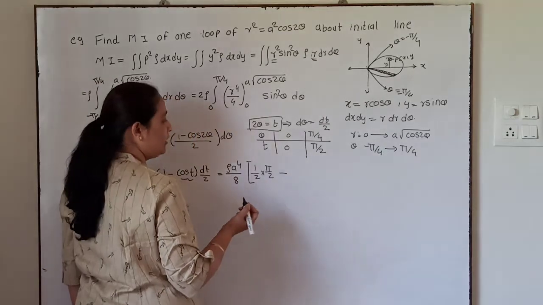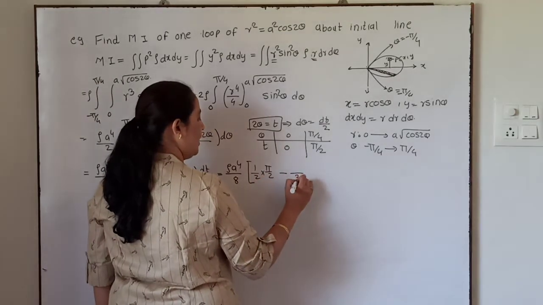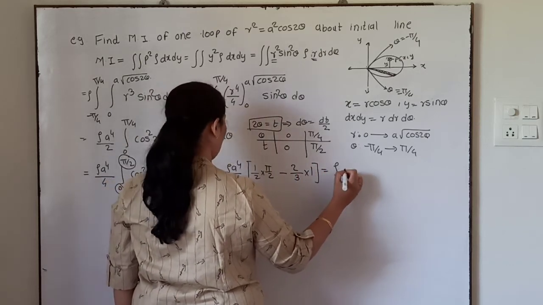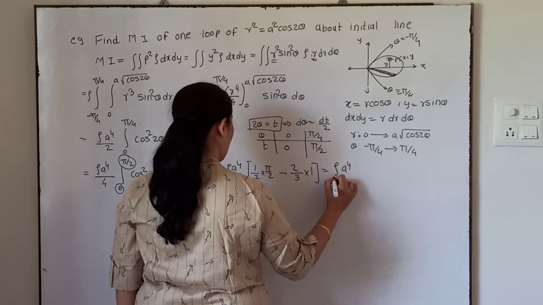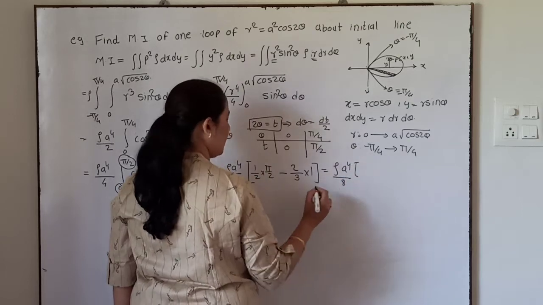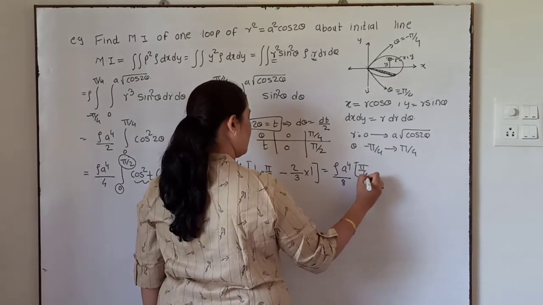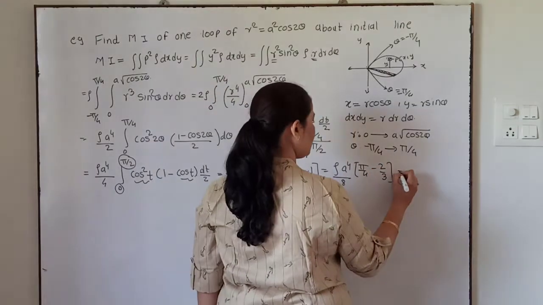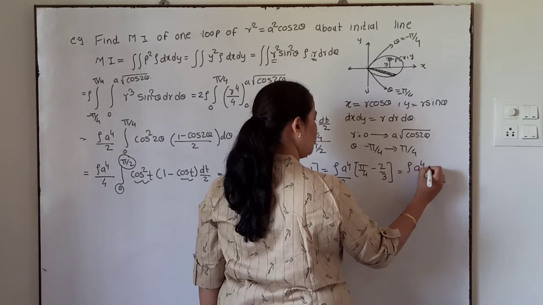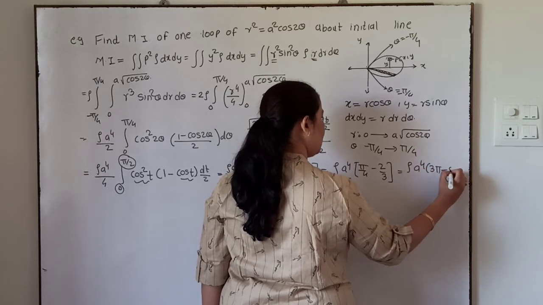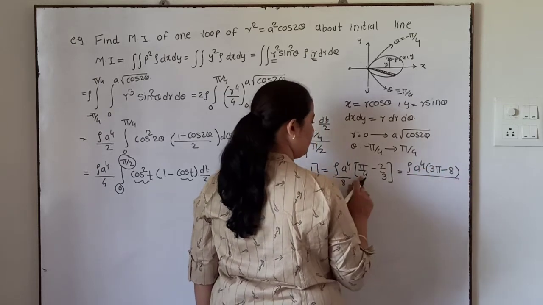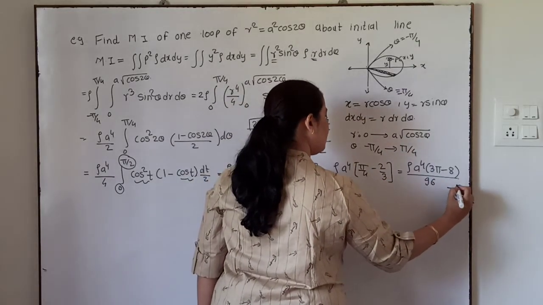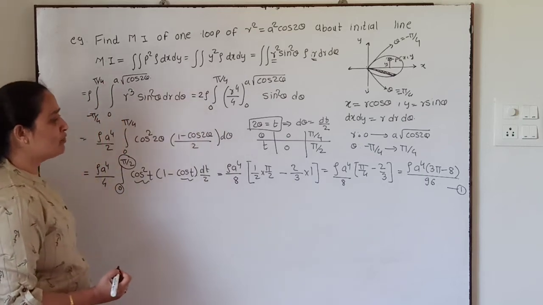For cos cube t, if we use the reduction formula, it is 2 by 3 into 1. So we'll get rho a raised to 4 upon 8 in bracket pi by 4 minus 2 by 3. If I take LCM, you'll get rho a raised to 4 into 3 pi minus 8 upon 4 into 3 is 12, 12 into 8 is 96. So this is equation number 1. This is in terms of rho.